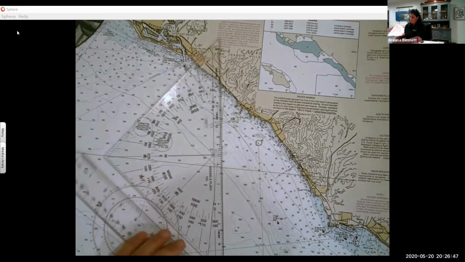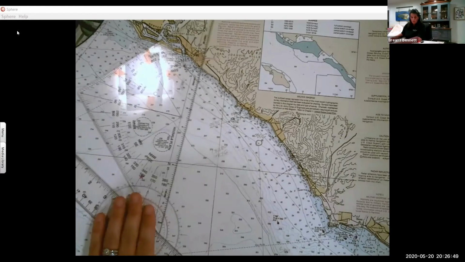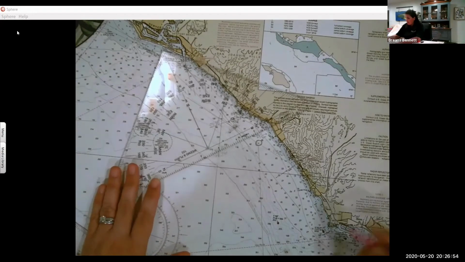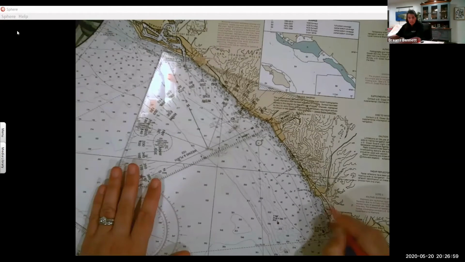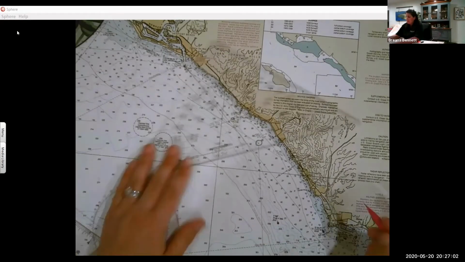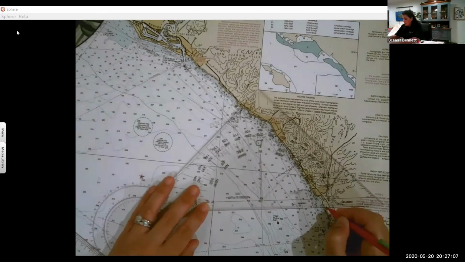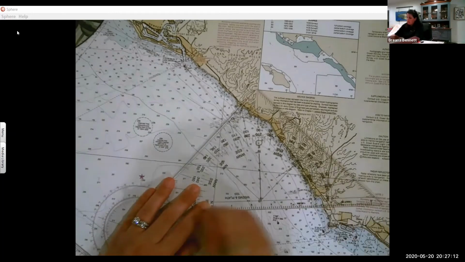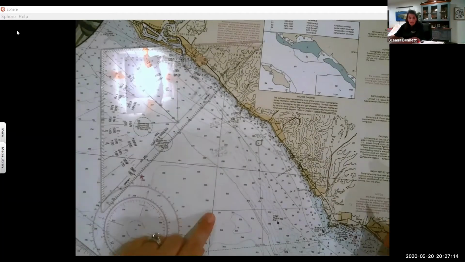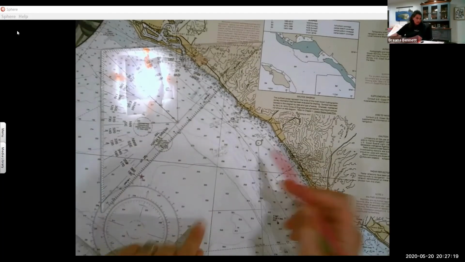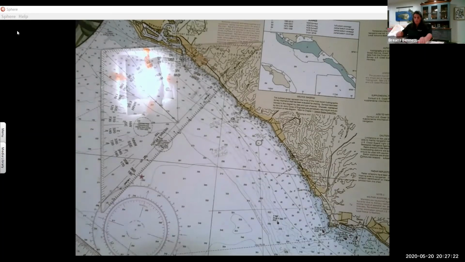Okay, so 172. We have our course, and we were using the building in Dana Point. So that's this guy. And I'm going to get a beam bearing. My beam bearing would say I'm somewhere along that line. But I know I drifted for a while, so I don't know exactly where I am.